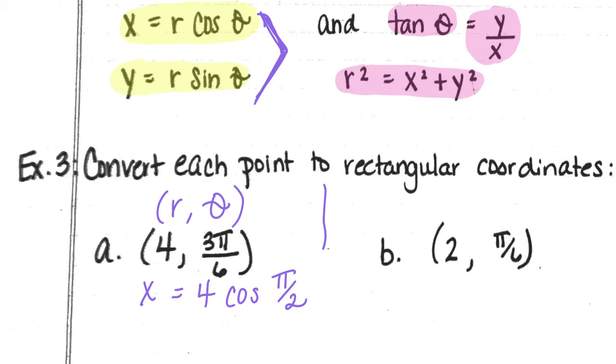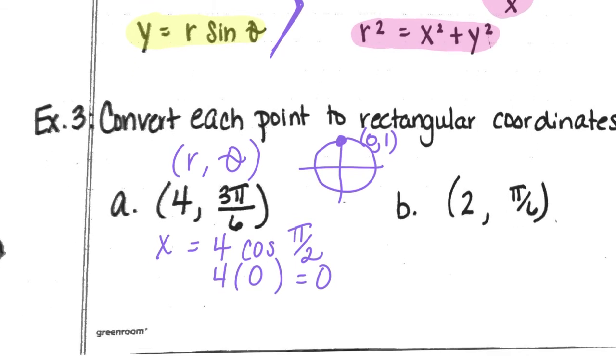Well, remember when we're looking at the unit circle, pi over 2 is here. And the x-coordinate, remember, because it's a unit circle, this is (0, 1). So this is just saying 4 times, well, the cosine of pi over 2 is 0. So the x-coordinate is 0.